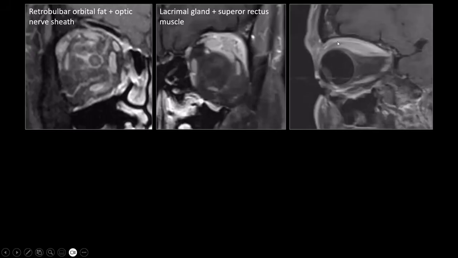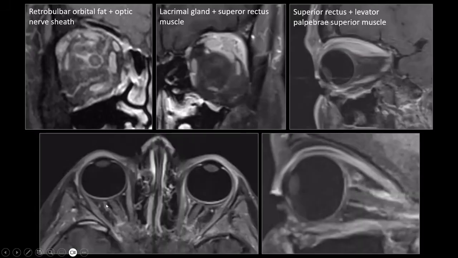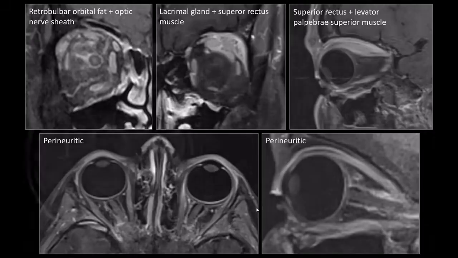We see that there is thickening and enhancement of the superior rectus muscle, and on top of that, the levator palpebrae muscle. Here we have a patient with mainly involvement bilaterally of the optic nerve sheath. So this is the perineuritic type of idiopathic orbital inflammation. I believe it is probably best seen here on these sagittal T1 weighted images.